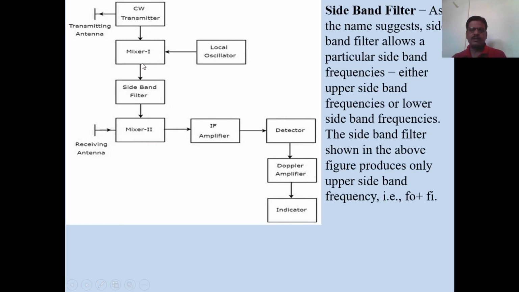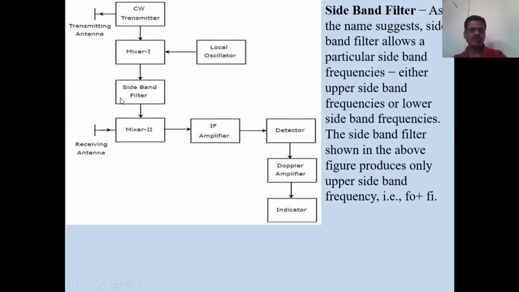Then this is the sideband filter, and the function of the sideband filter is to choose either the upper sideband frequency or the lower sideband frequency. Sideband frequency means the sum of the two frequencies or the difference of the two frequencies. FO plus Fi is known as the upper sideband frequency, and FO minus Fi is known as the lower sideband frequency.